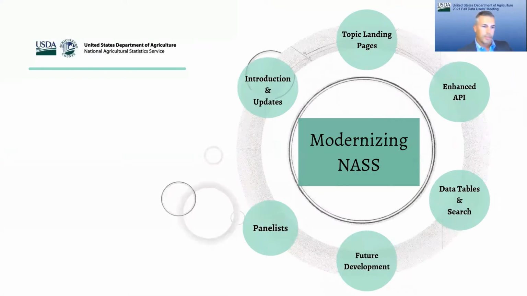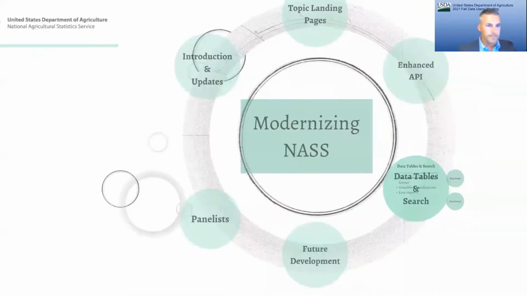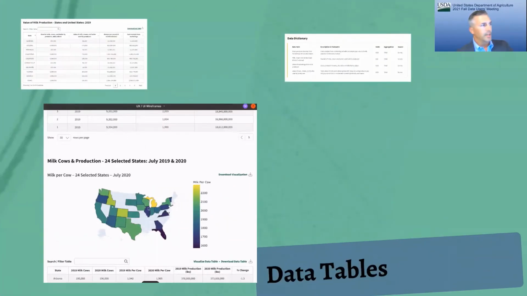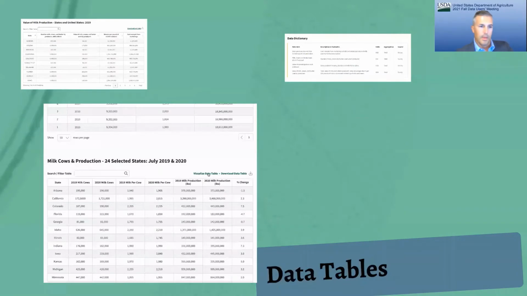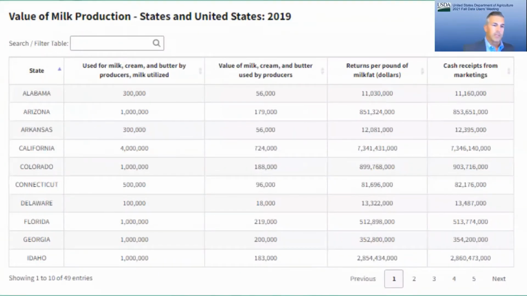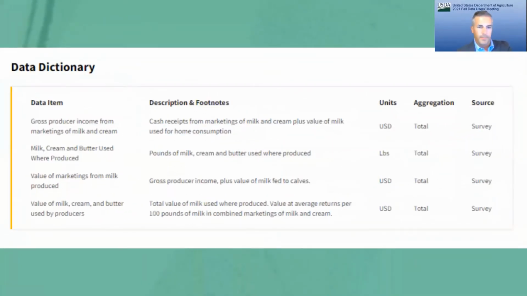Data tables and search are another area of improvement. Data will be presented in a tidy format, which will simplify the creation of visualizations. The data will also be easy to export in a more usable, friendly format. If we look at an example, you will notice that many of the descriptors associated with the data have been removed from the data tables. These have been moved into a data dictionary.